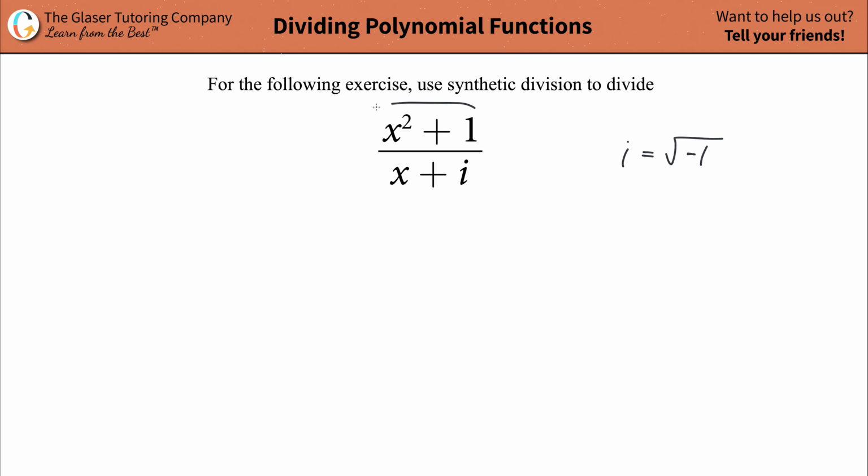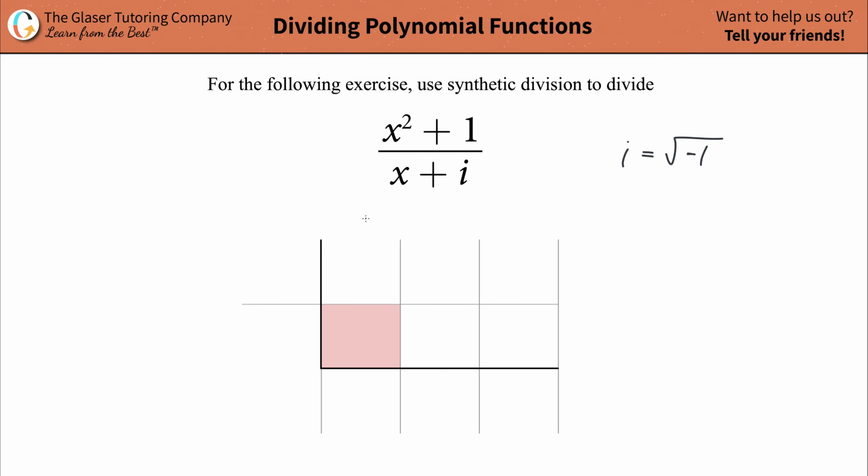First, locate your dividend, aka the numerator, and locate the highest power of x. Add 1 to it, for a total of 3 here, and that's going to tell you the number of columns you're going to need inside of your synthetic division table. Take a look. As you can see, we have 3 columns here inside of the synthetic division table.